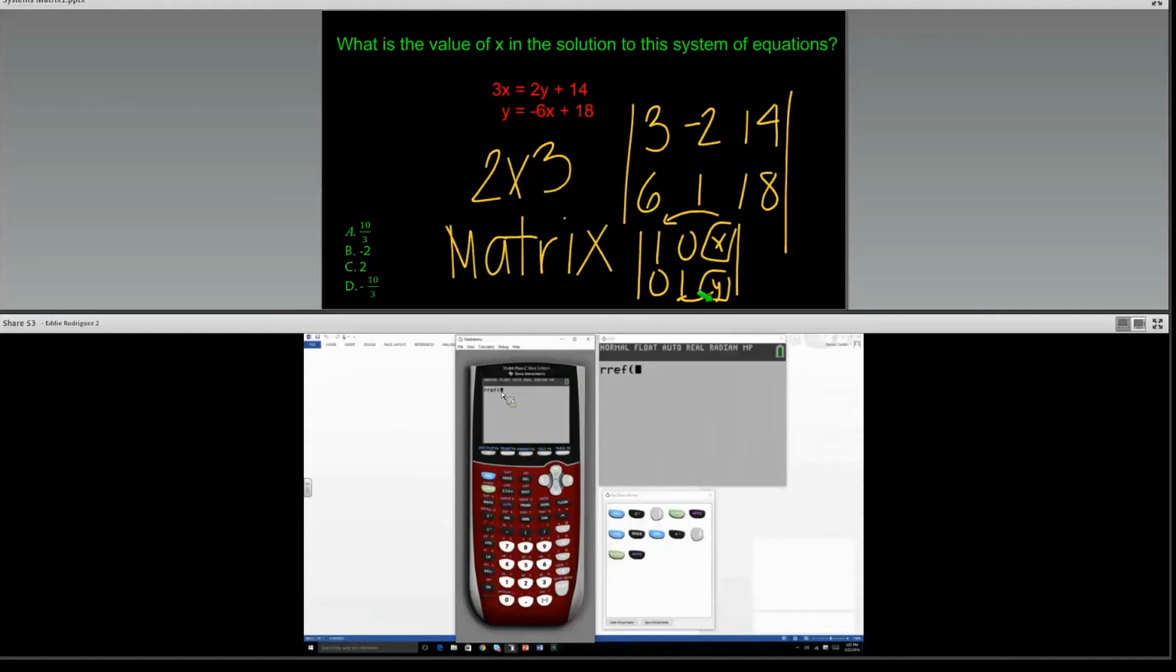So here you can see that we have our value of x of 3.333 and a y value of -2. Now let's look at the answer choices to see if they left the answer choice in decimal or if they left it in fraction.